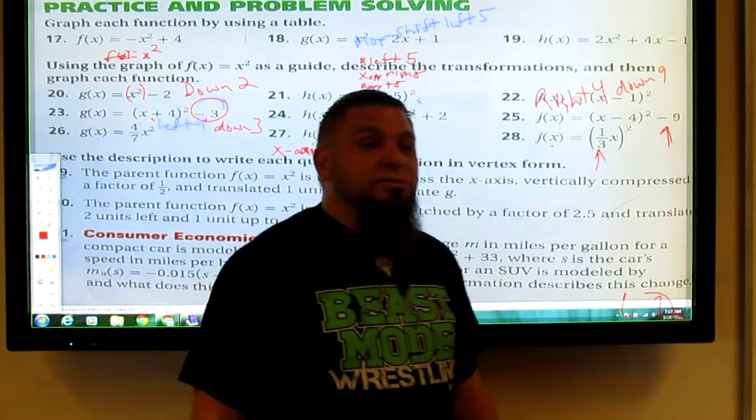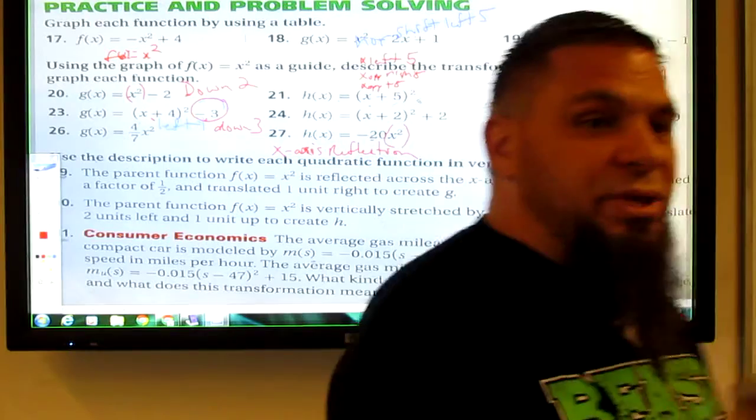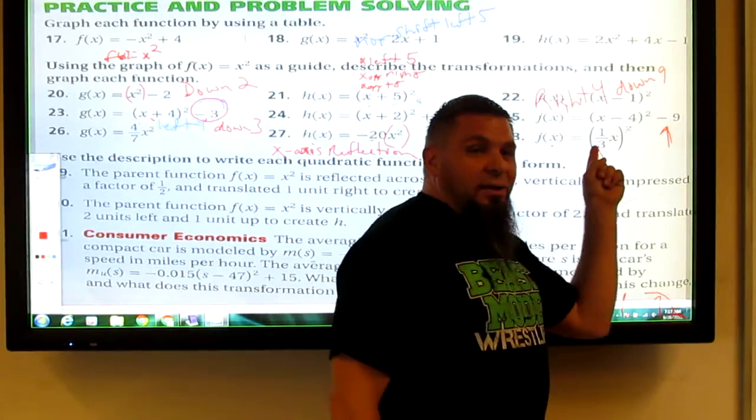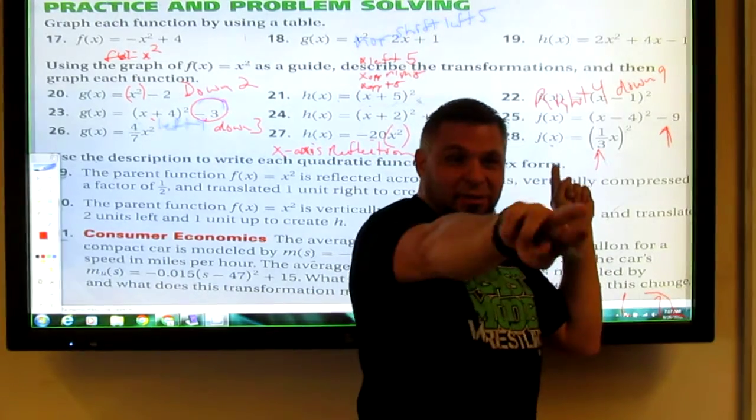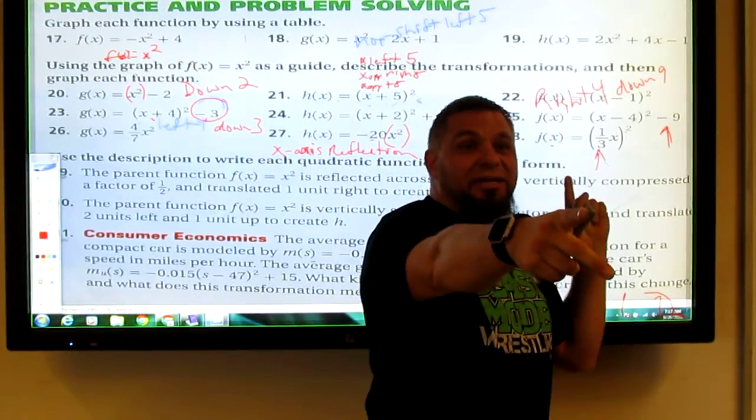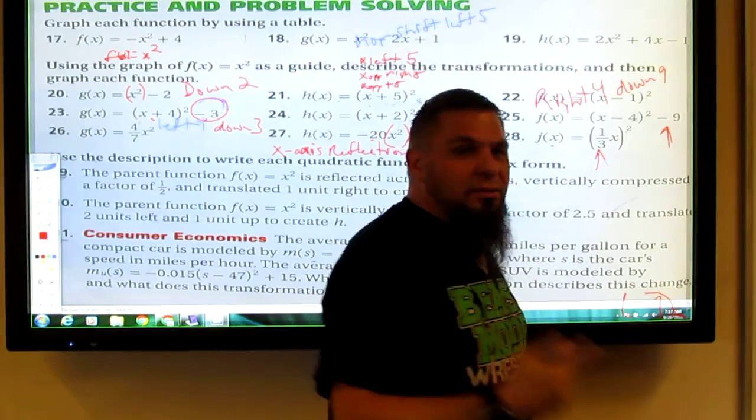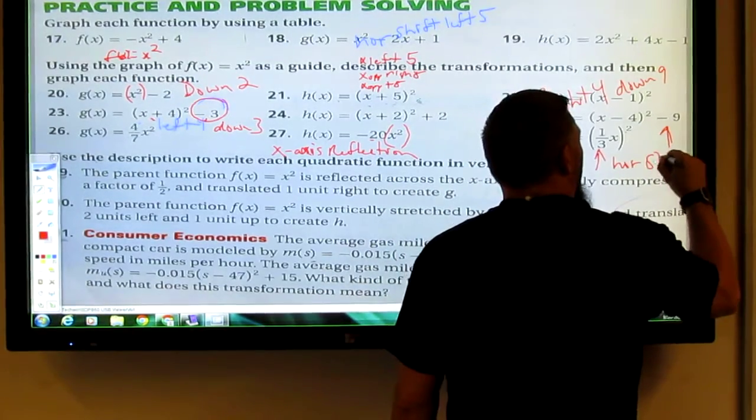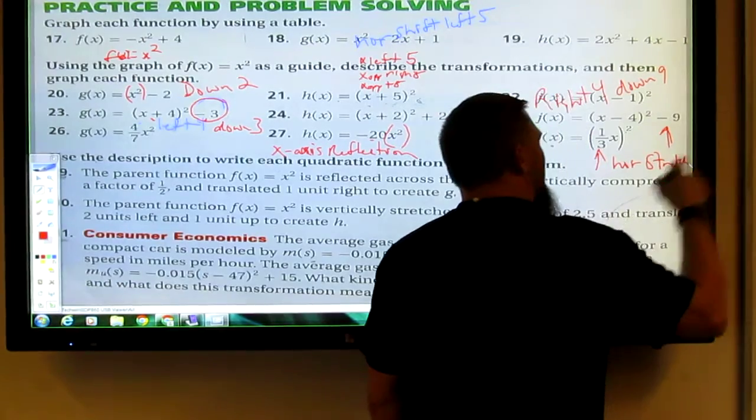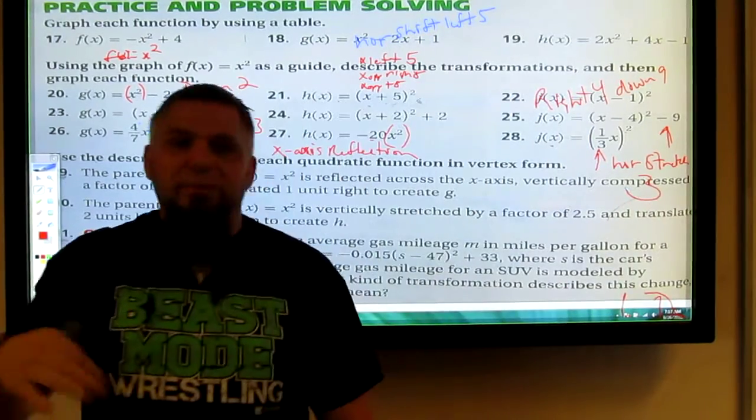Horizontal. Horizontals, x's do the opposite, yeah? What's opposite of compression? What's opposite of compression? 3/1, right? Or stretch of what? So it's a horizontal stretch of how much? 3, or 3/1, right?